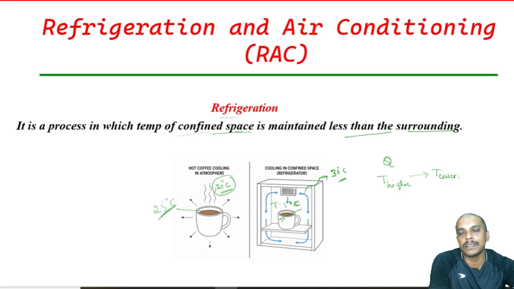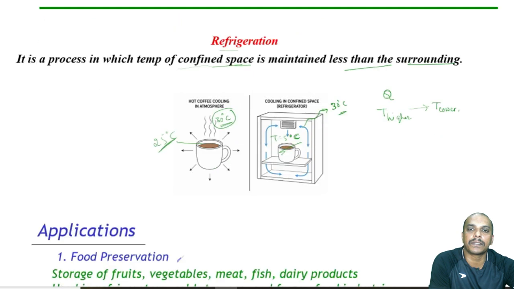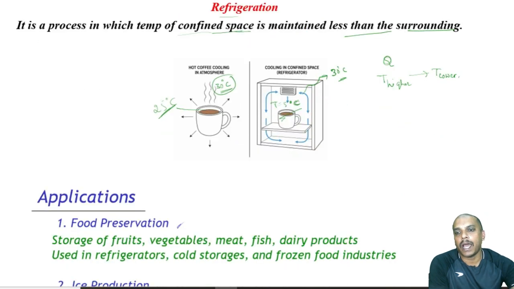Now, let us look at the scope of this subject or application areas of this subject. As we have discussed, food preservation. Now, all the food human beings eat are either derived from vegetables or meat, I mean animals.